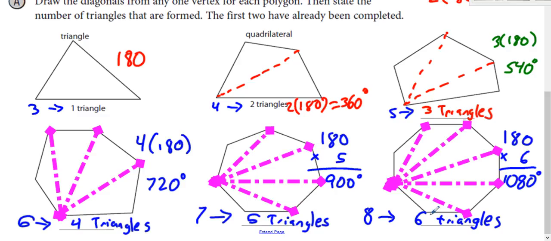So pretty easy to recognize pattern going on here. 3 sides, 1 triangle, 4 to 2, 5 to 3. There's always 2 less triangles than there is number of sides. 8 sides, 6 triangles. Just subtract 2.